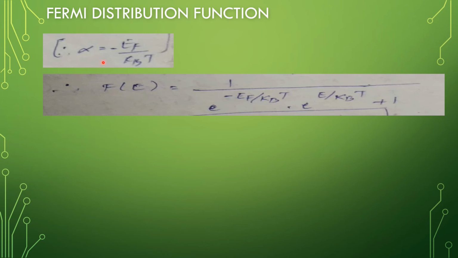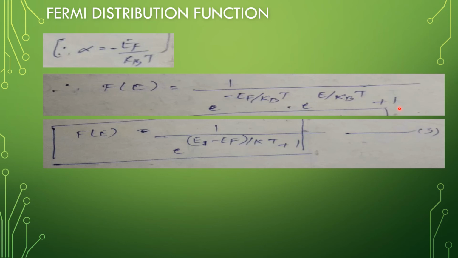Substituting this alpha in the Fermi distribution function, we get f(E) = 1 / (e^(−E_F/kT) · e^(E/kT) + 1). Finally, f(E) = 1 / (e^((E − E_F)/kT) + 1). Equation 3.